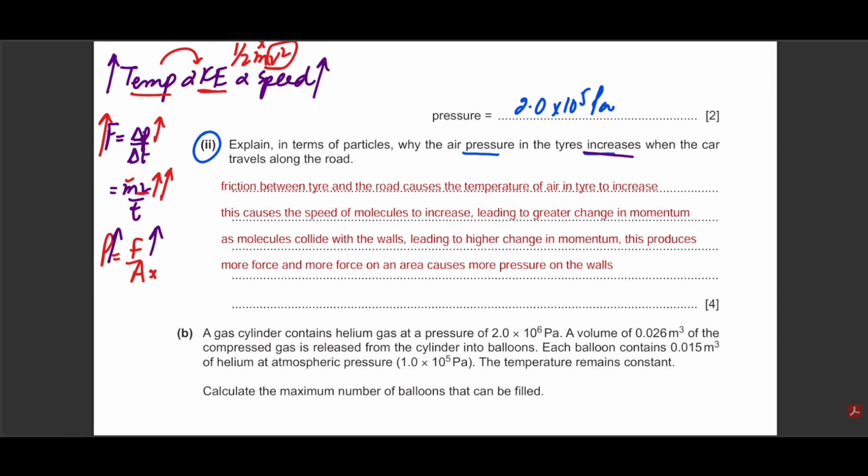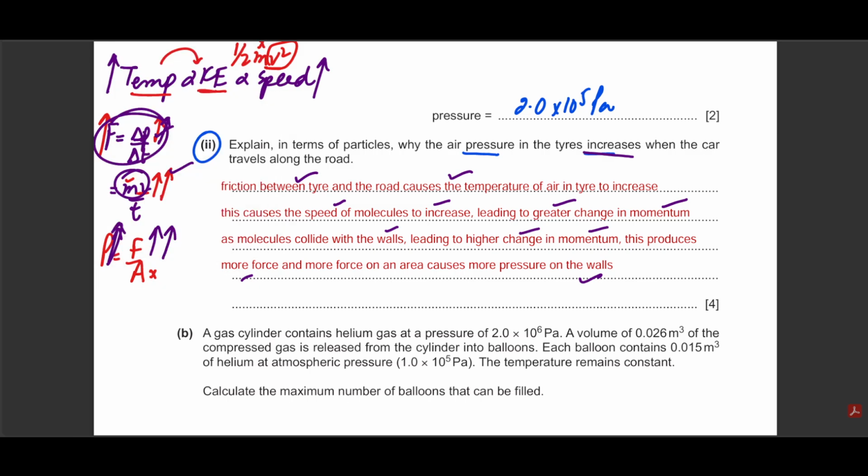This is exactly the whole thought process we're going to write down in English. So the friction between the tires causes the temperature to increase. This is where the whole process actually starts from. This is the starting point. This causes the speed of the molecules to increase, leading to a greater change in momentum. This is what we're explaining in terms of maths. As the molecule collides with the walls, this leads to higher change in momentum. Again, this variable. This produces more force, which is again this variable. More change in momentum produces more force, and more force causes a change in pressure. This is why increasing temperature increases the pressure inside a container.